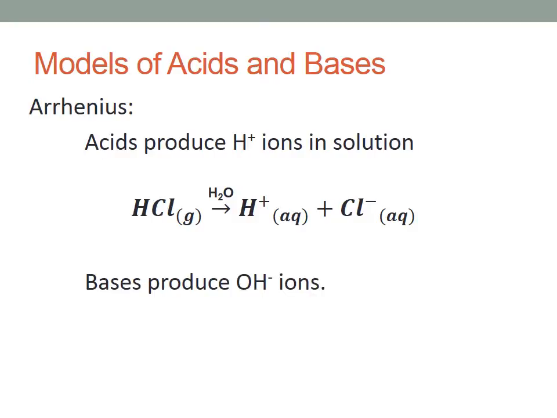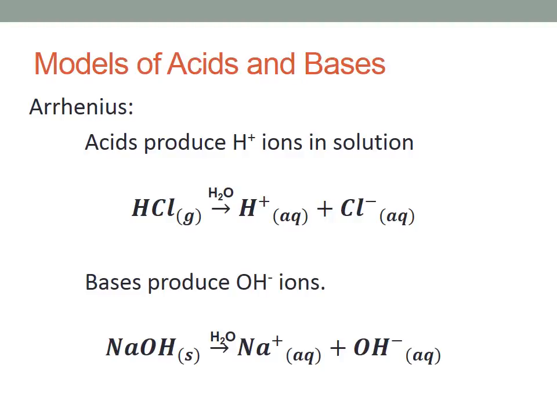Because of this production of hydrogen ions, Arrhenius termed it an acid. Now, bases for Arrhenius produce hydroxide ions. So we take sodium hydroxide, dissolve it in water, and it will produce our metal ion sodium and our polyatomic ion hydroxide. So again, according to the Arrhenius definition, acids produce hydrogen ions in solution and bases produce hydroxide ions. However, this concept is limited because it only allows for the definition of one kind of base.